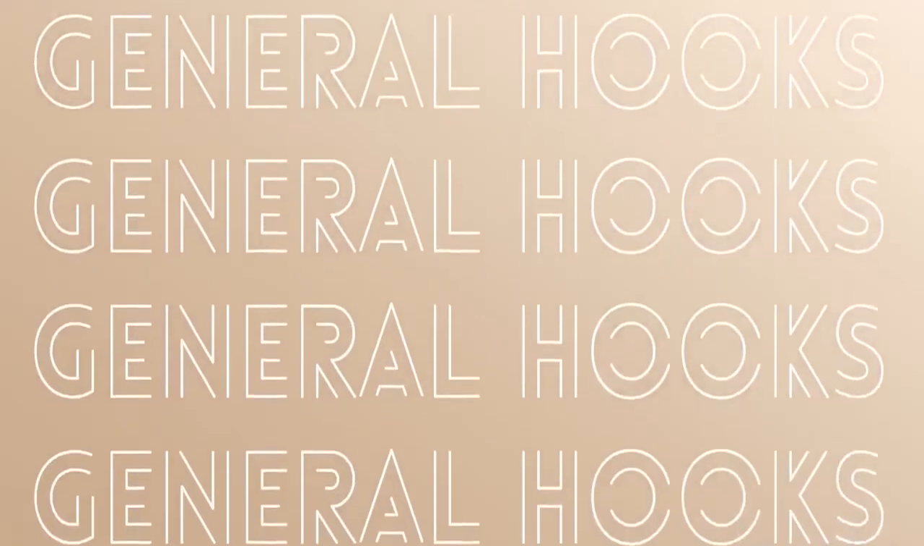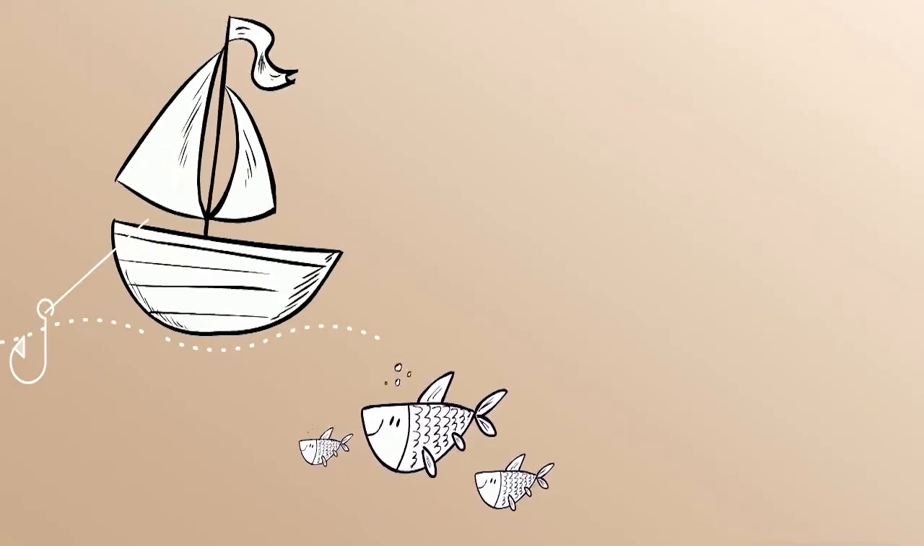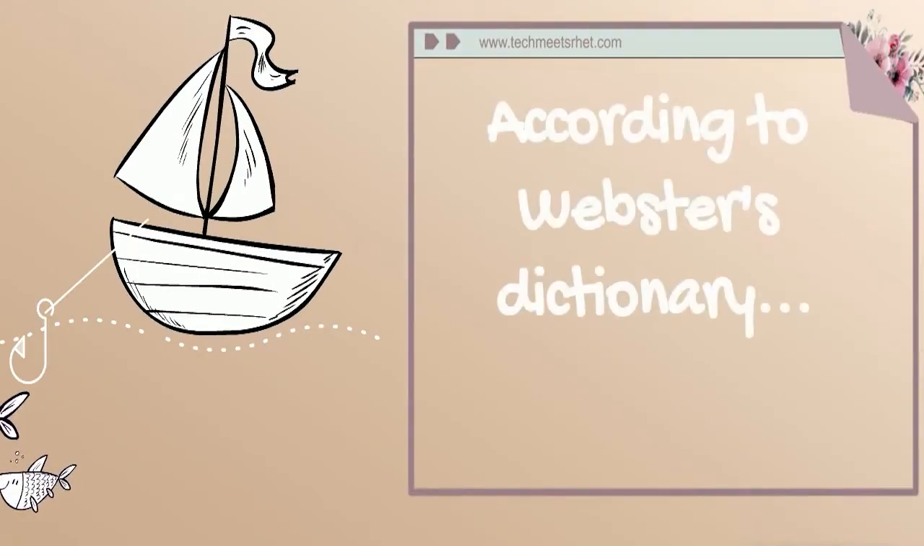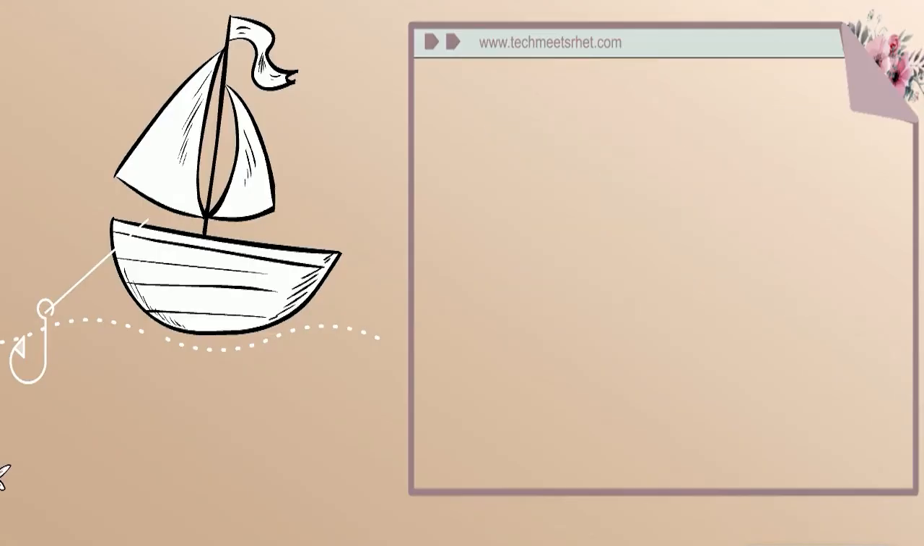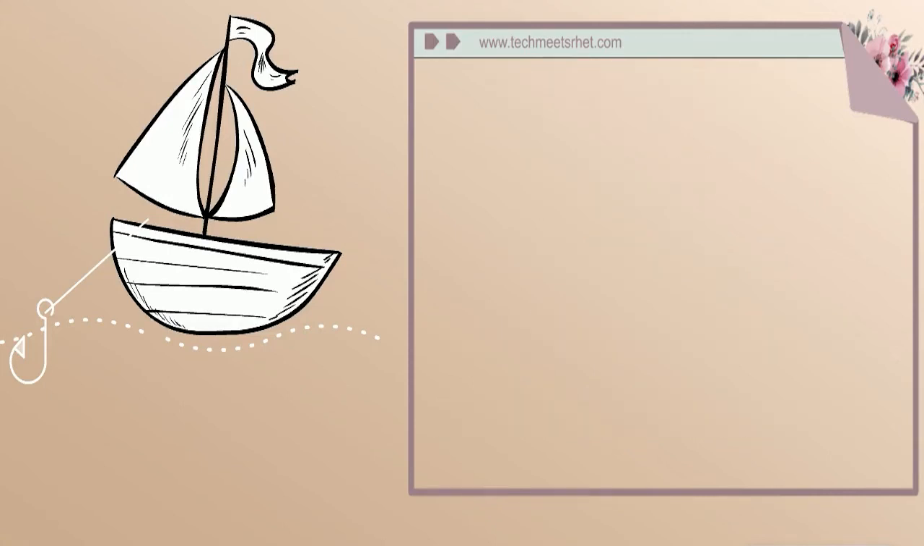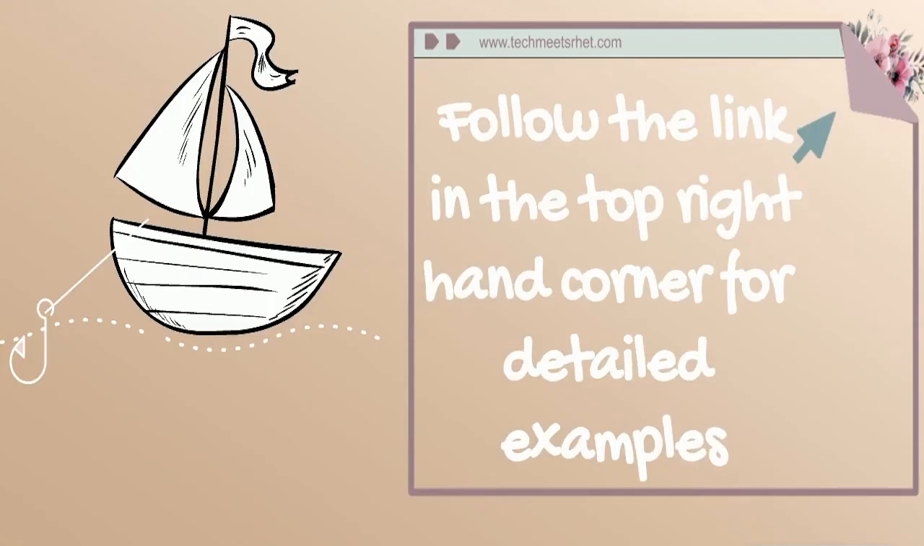Next, consider editing your hook if it's an ahistorical or general hook. There's nothing more yawn-inducing than a hook like since the dawn of time or a dictionary definition. You get one shot to impress your readers, and the first line should hook them to keep them reading. Start with a personal anecdote or a startling statistic or a bold statement. Try to avoid overused rhetorical questions or boring, complicated quotes.